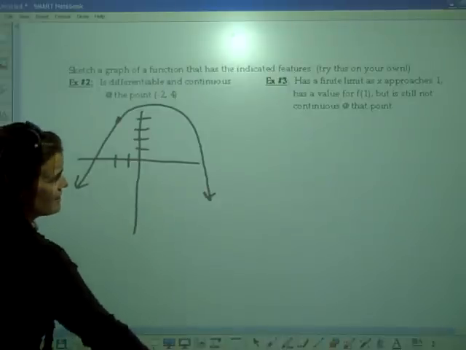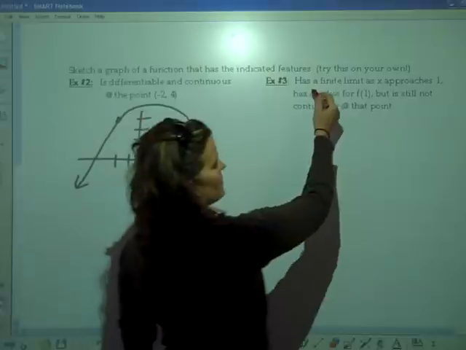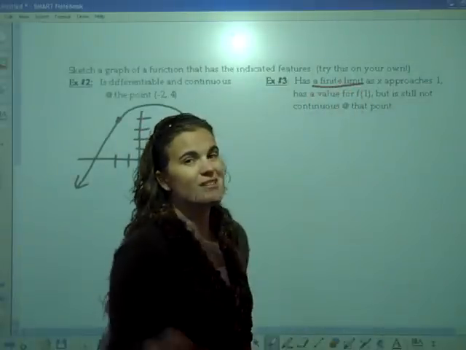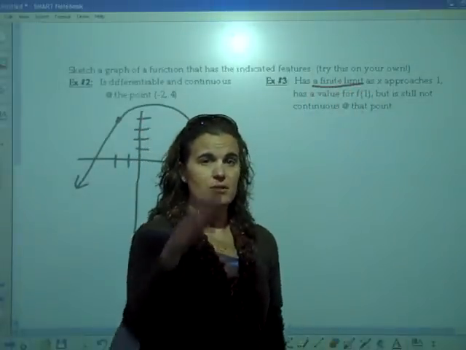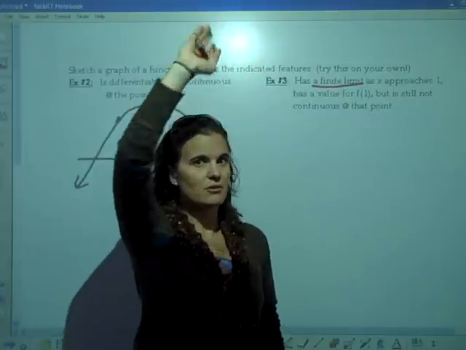Example number 3 has a finite limit. So finite versus infinite. An infinite limit, you know, is like where you have an asymptote, functions continuing to increase forever.